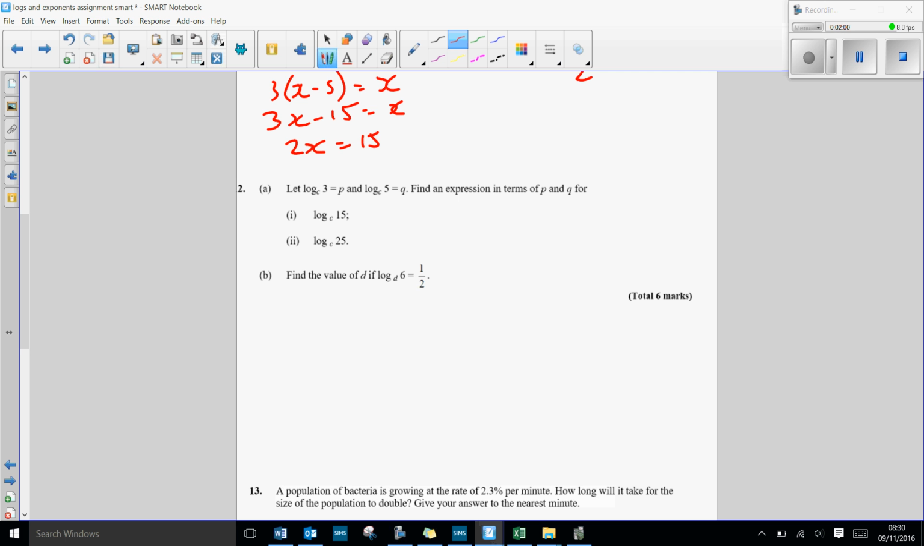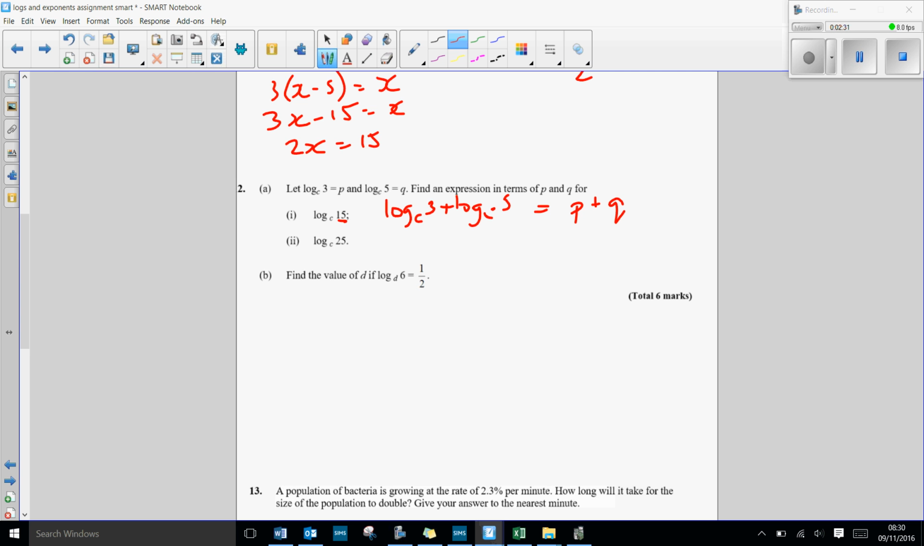Number 12. So what we need to do is to try and find a way of getting the value of 15 from the numbers 3 and 5. Hopefully you're all happy that 15 is 3 times 5, so we've got log base c of 3 plus log base c of 5, and so that would be p plus q.